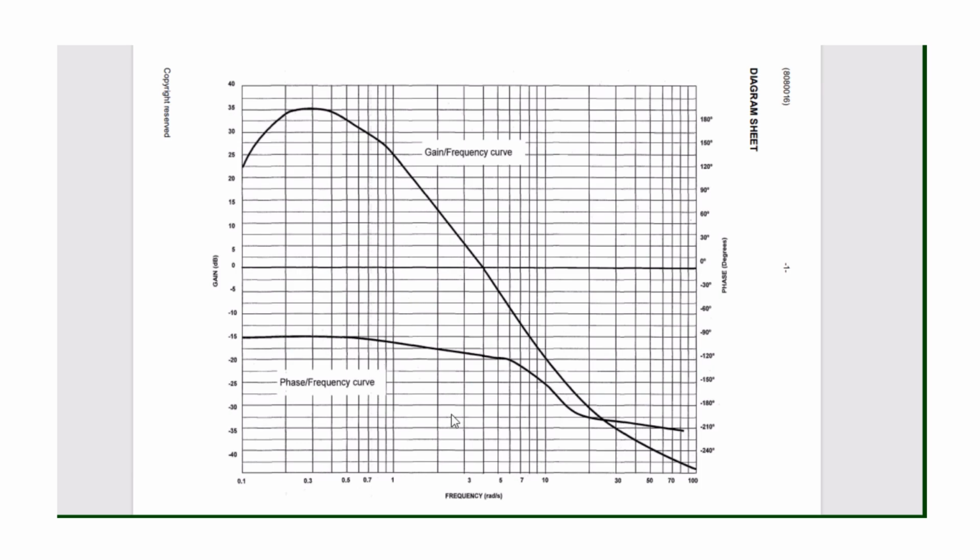So the same with gain. If they ask you to calculate gain at 10 rad per second, here's 10 rad per second, here's our gain graph. You just go to the right, check, looks like minus 20 decibels.